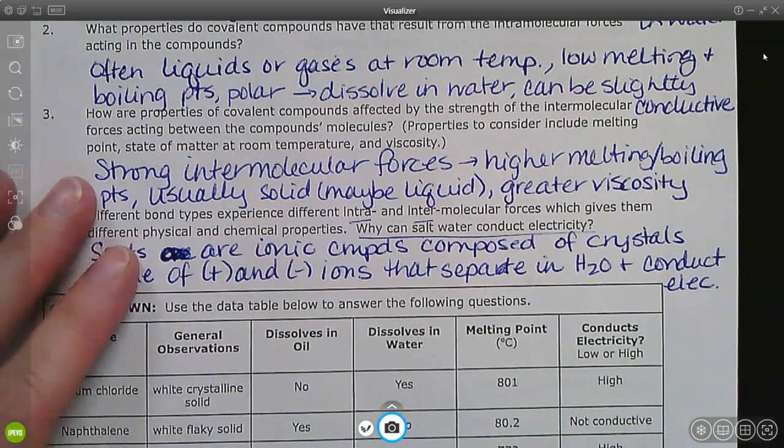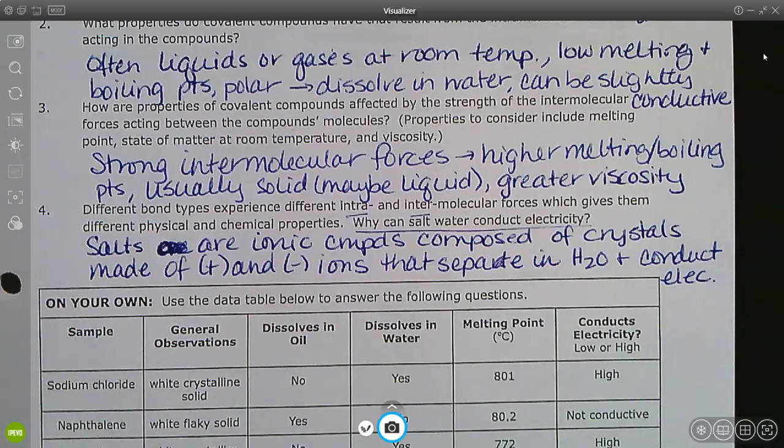So the water itself is polar. It's going to surround these positive and negative ions. They move through the water. And again, moving charges are what creates electrical flow, so they can conduct electricity when they're dissolved. And that is a unique property of the ionic salts.